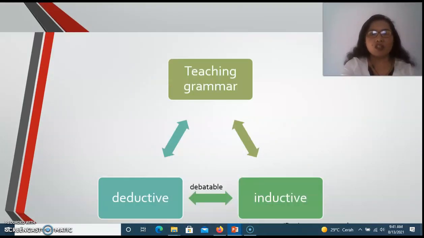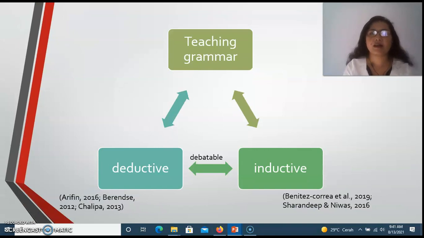In relation to grammar teaching, this theory is also reflected in two major approaches, deductive and inductive. In the deductive approach, the teacher explains the grammar explicitly by introducing the pattern followed by examples. And the inductive approach is the opposite. The teacher only provides examples while allowing the students to guess or discover the pattern or the rule of the language structure.